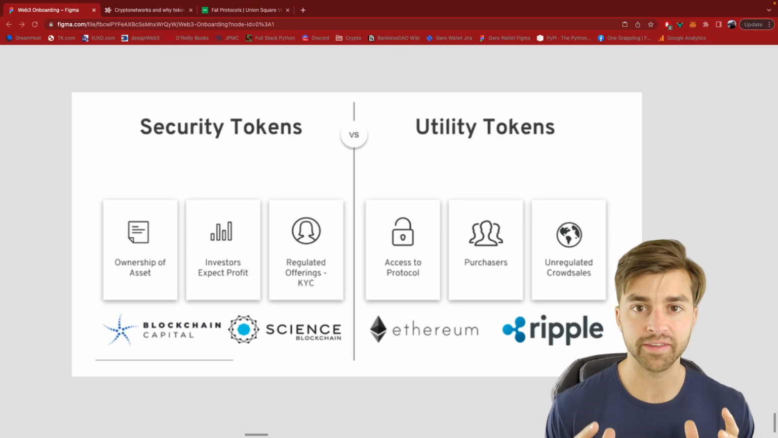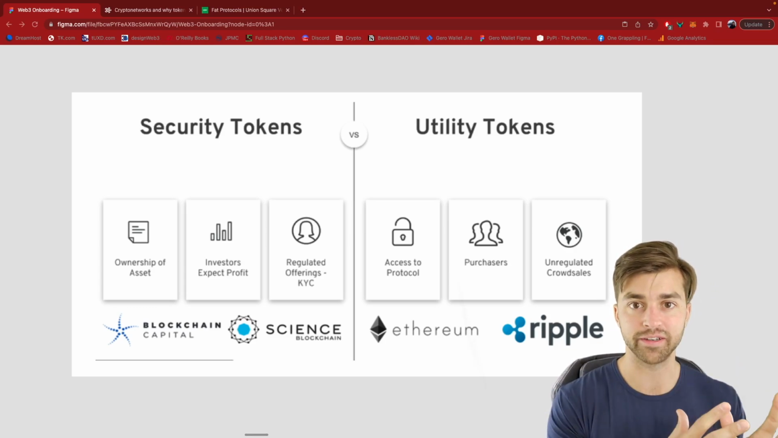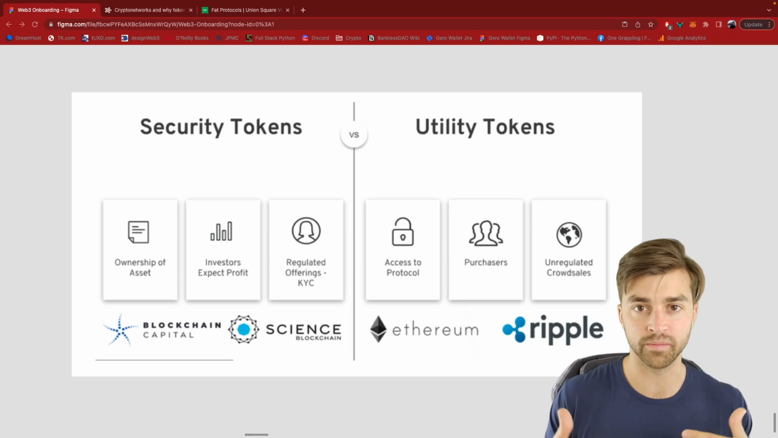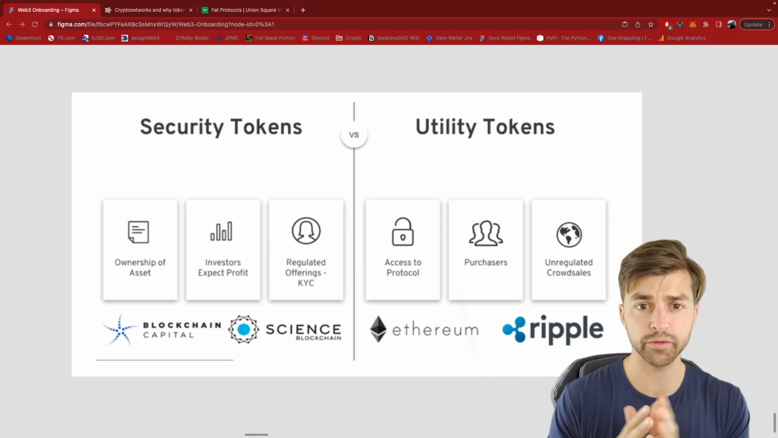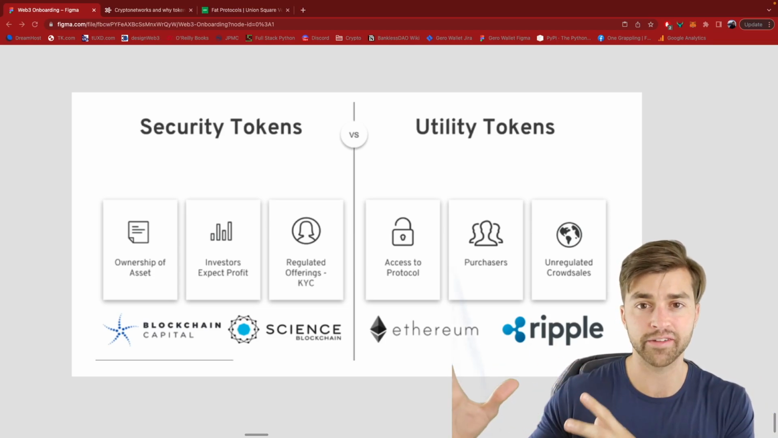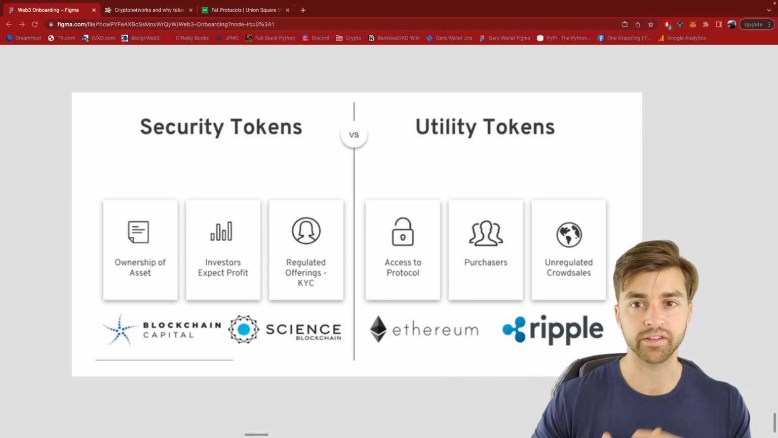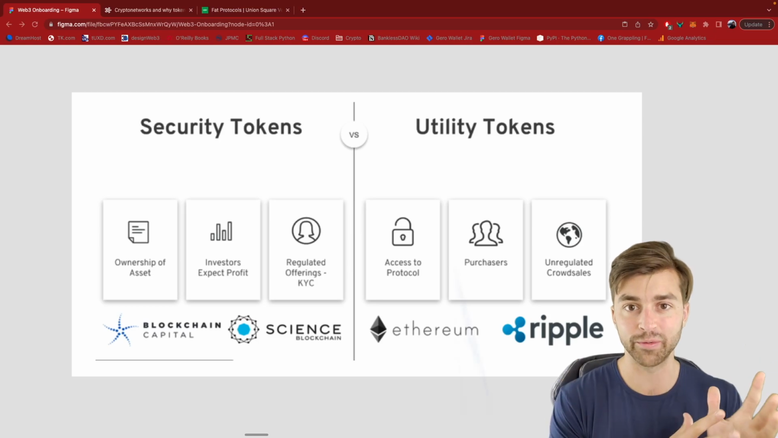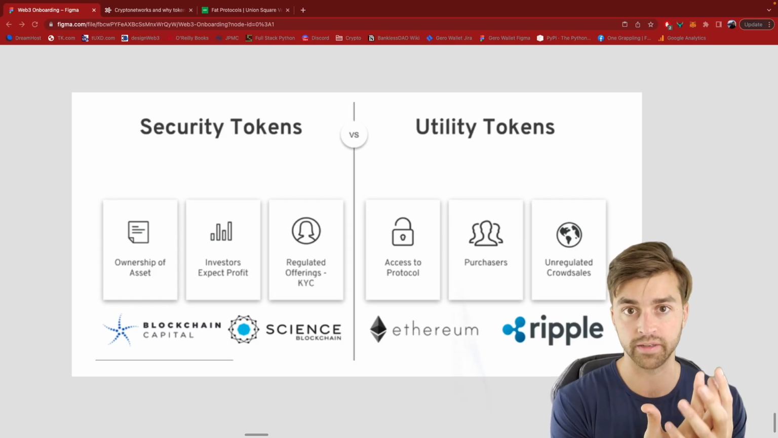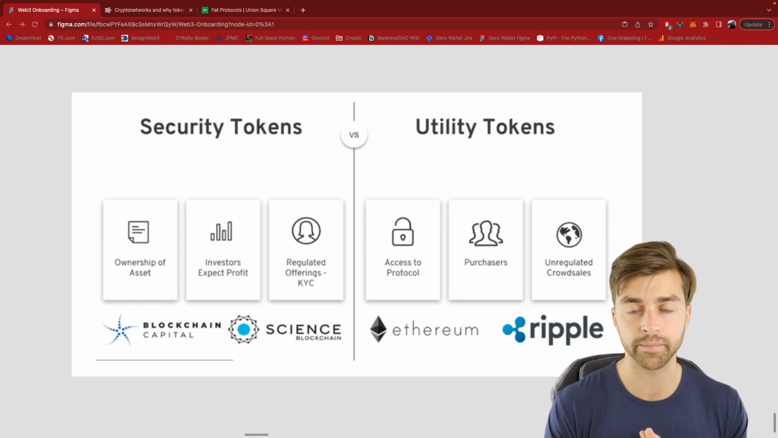So if you notice, the big difference between utility tokens and security tokens are the regulations. Utility tokens exist outside of traditional finance. They claim that they are not securities, and security tokens say, definitely we're securities. We're more than happy to be regulated by the SEC before launching this token so that we are legally equipped, right?